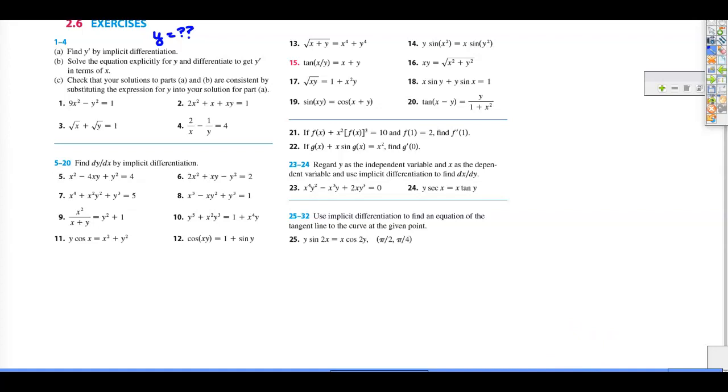So let's take a look at a couple of these. We cannot take a look at all of them. So let's work number 12, and number 12 would be similar to number 19. And then I also want to take a look at finding the equation of a tangent line. So we'll take a look at a couple of these. We'll see how much time we have.